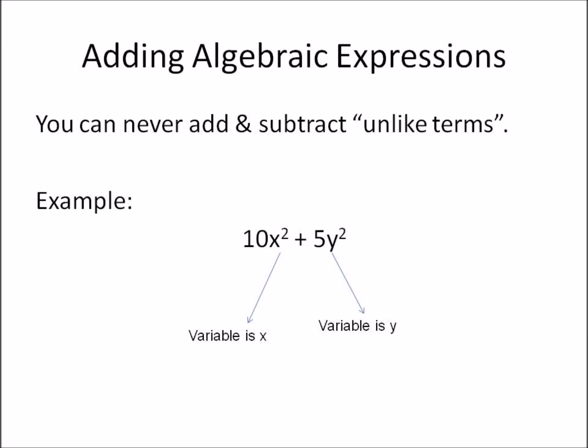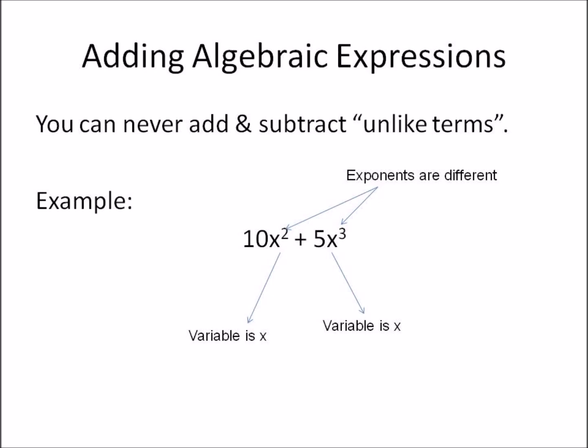Now you can never add and subtract unlike terms. Let's look at this expression: 10x squared plus 5y squared. You cannot add this algebraic expression. Why? Because the variable in the first term is x, whereas the variable in the second term is y, right? 5y, even though the exponent 2 is the same. Now you can never add and subtract unlike terms.